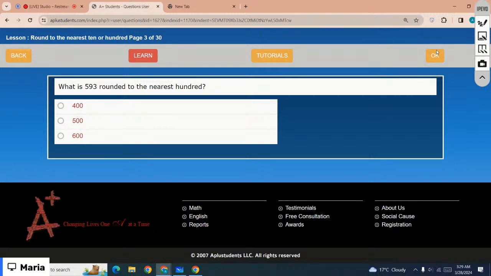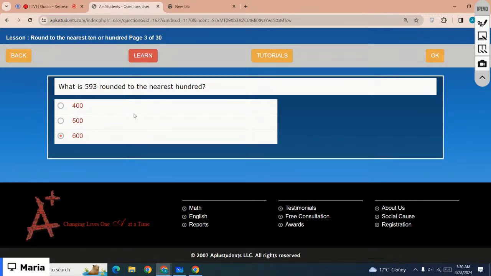What is 593 rounded to nearest 100? Which is the correct option? Yes, very good. 593 is just 7 away from 600, right? So it would be rounded off to 600. The correct option is 600.